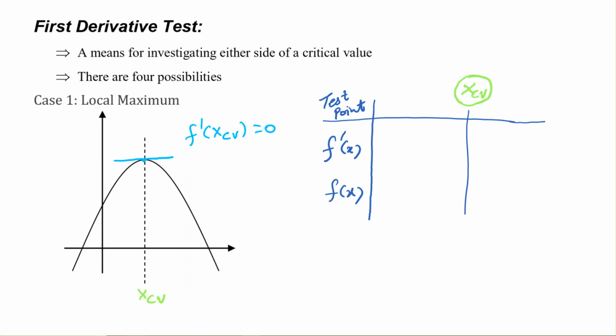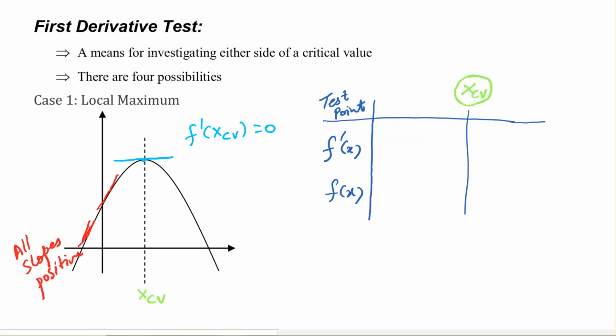Now we're going to do some observation around the critical point, in the neighborhood of the critical point. If we look at the left side of the critical point and we draw the tangents to the curve, we notice that all the slopes are positive. So on this side, all slopes are positive.